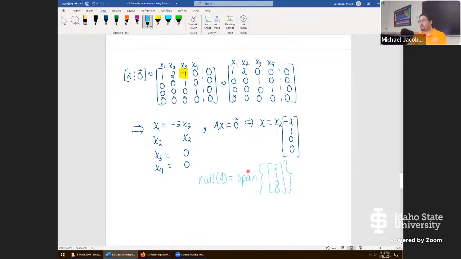That's linearly dependent. If we want a basis, we write it out this way. The basis for the null space for that matrix A is just the constant vector, -2, 1, 0, 0. Why is it a basis? Well, it generates the entire solution set. That's the whole solution to AX equals 0. And also it's linearly independent.